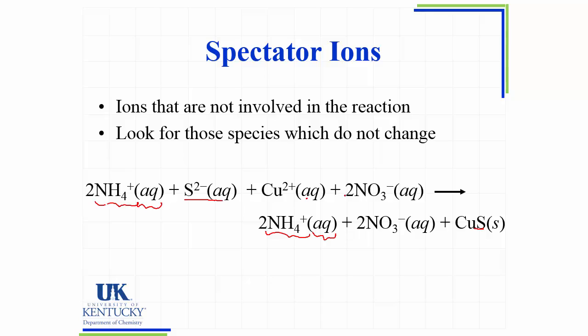And then I get to nitrate, NO3 minus, in the aqueous phase, and I see here that in the products I also have nitrate with a minus 1 charge in the aqueous phase. So this will be a spectator ion. So in this case, I have two spectator ions, NH4 plus and NO3 minus. Neither of these have any changes as I go from the left to the right side, therefore they are considered spectators.